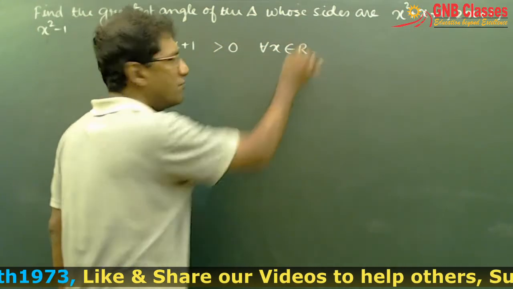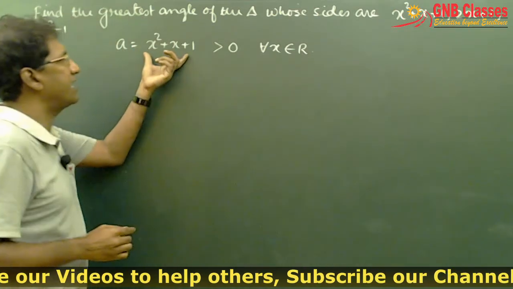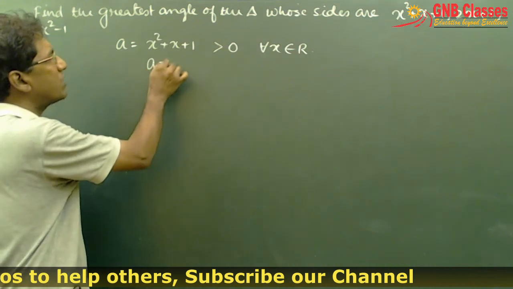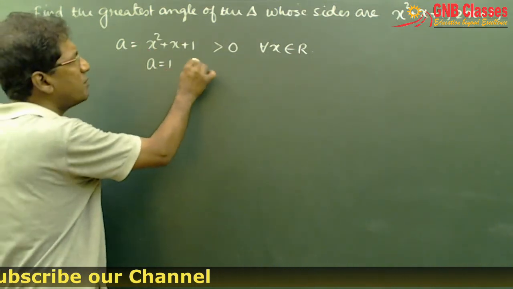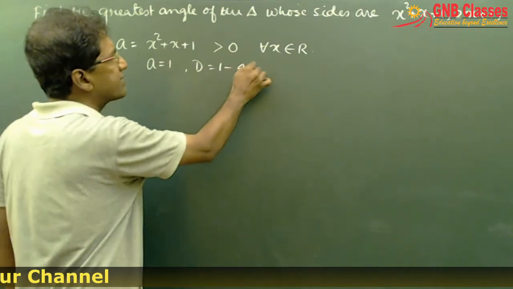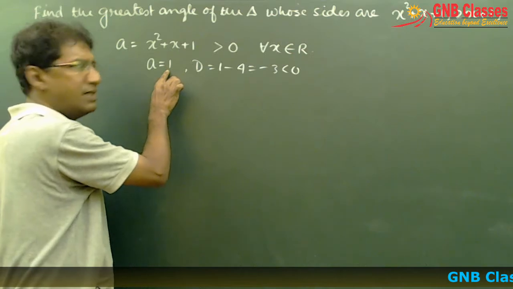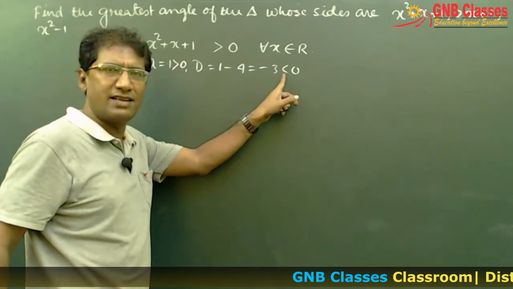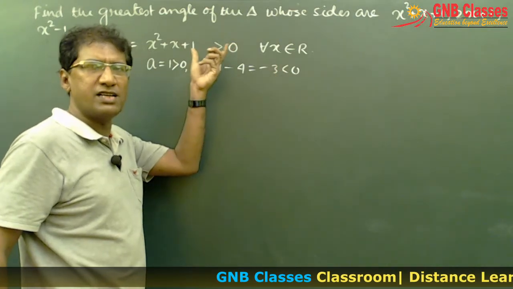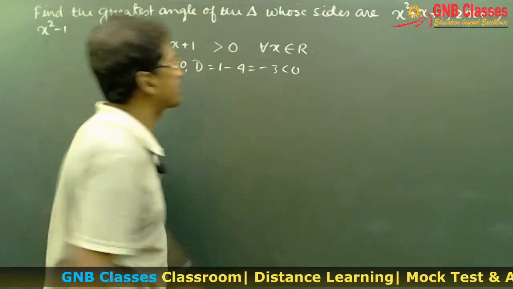Now x square plus x plus 1, in this case, is always greater than 0 for all x belonging to real values. Because from the quadratic expression you can understand that the a, which is the coefficient of x square, equals 1, and the discriminant in this case is minus 3, which is less than 0. If a is greater than 0 and the discriminant is less than 0, then the expression is always positive for all real values of x.